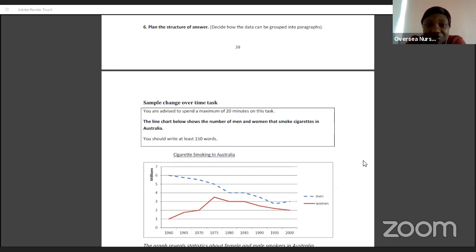From 1960 to 2000. You are advised to spend a maximum of 20 minutes on this task. It means that you can spend less than 20 minutes on the task, okay? The line chart below shows the number of men and women that smoke cigarettes in Australia from 1960 to the year 2000. You can see that this graph carries just 2 lines, because there are just 2 variables, the men and the women. So we are going to be discussing the men and the women, just in Australia.